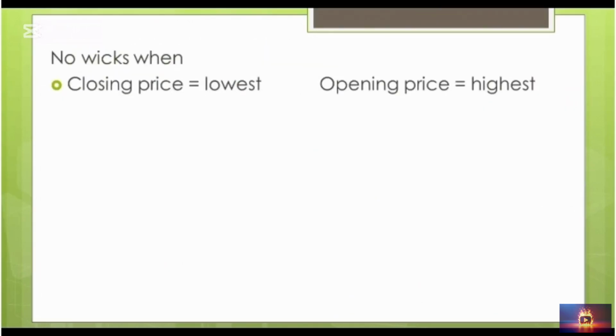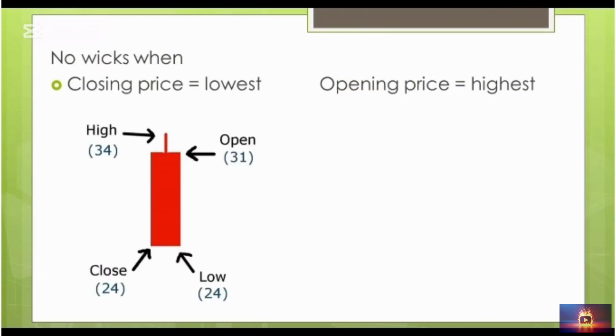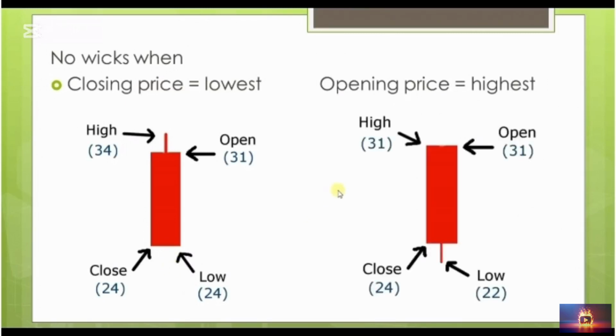What happens when your closing price is also your lowest price for the day, or when your opening price is also your highest price for the day? Now for a candlestick chart, this will be represented by the candle not having any wicks. If the closing price is also the lowest price, there will be no lower wick. If the opening price is also the highest price, there will be no upper wick.